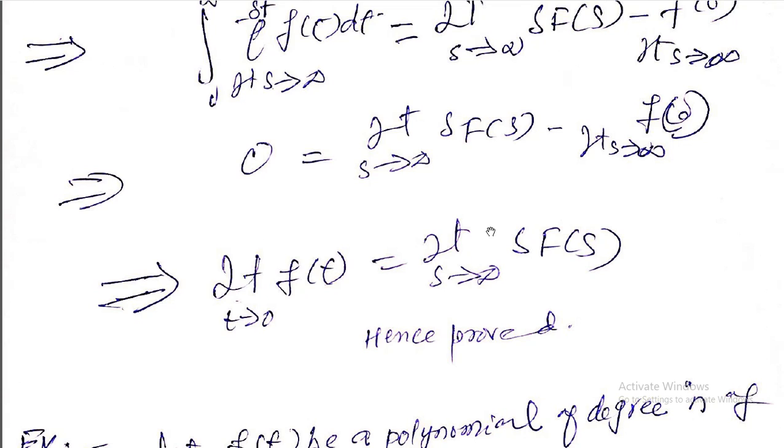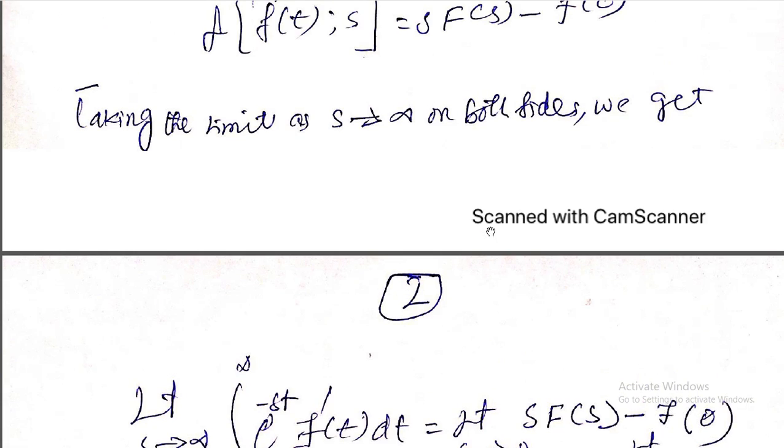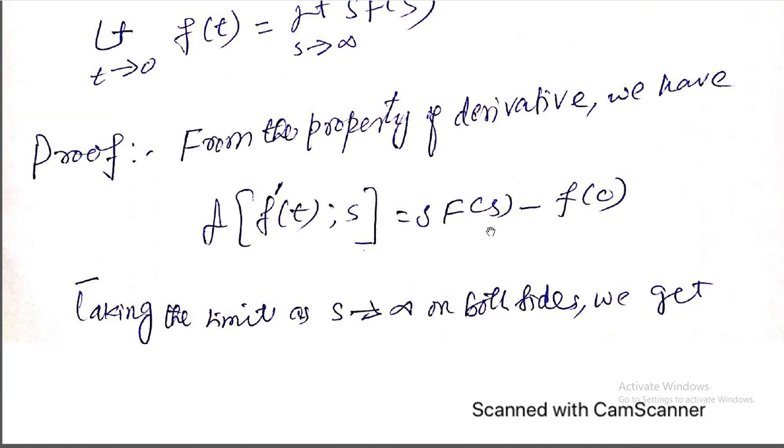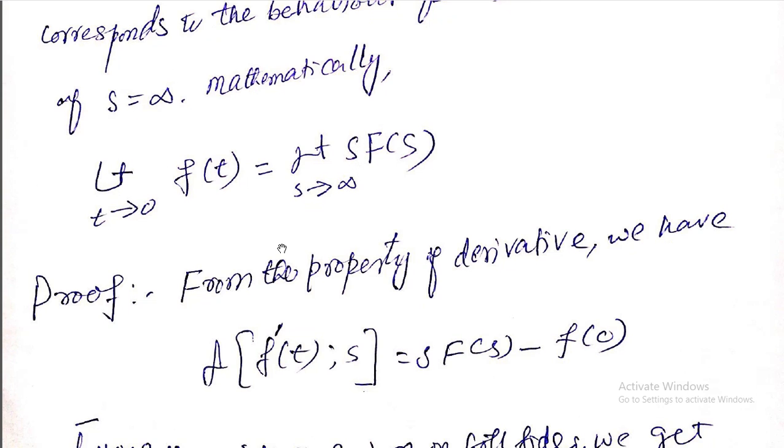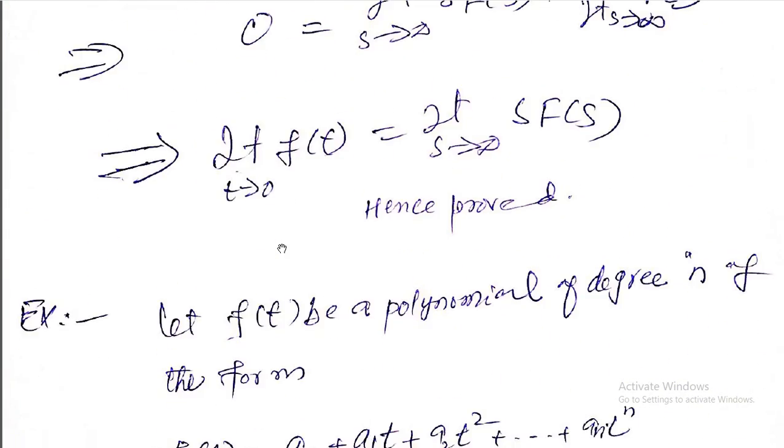We were given to prove this relation: limit t tends to 0 of f of t equals limit s tends to infinity of s f of s. Already we have proved this one, and we call this the initial value theorem.